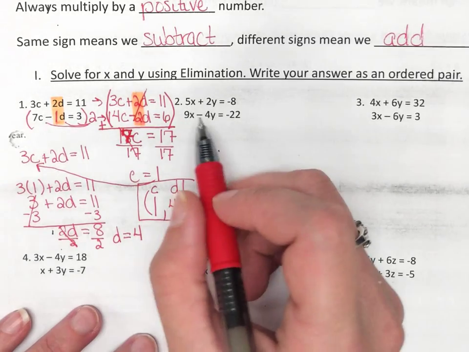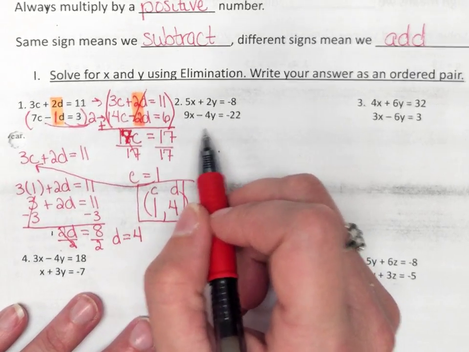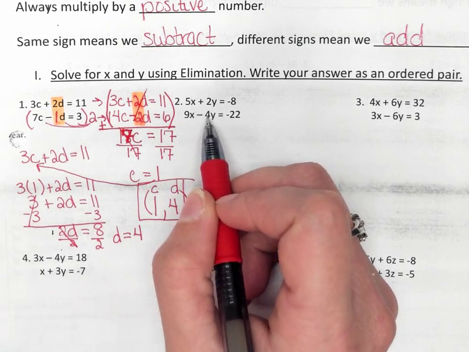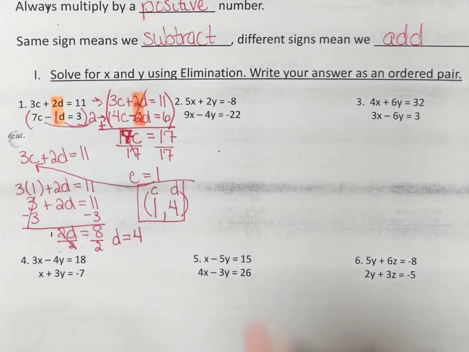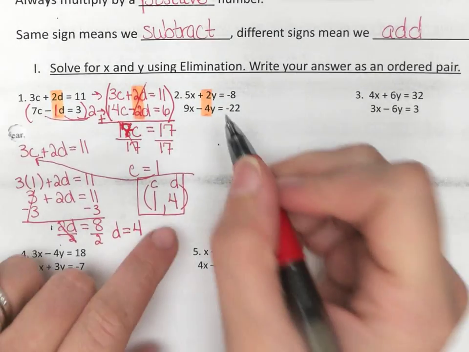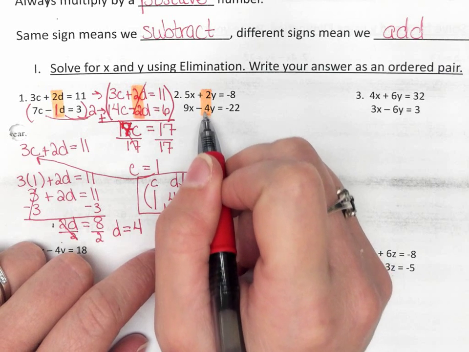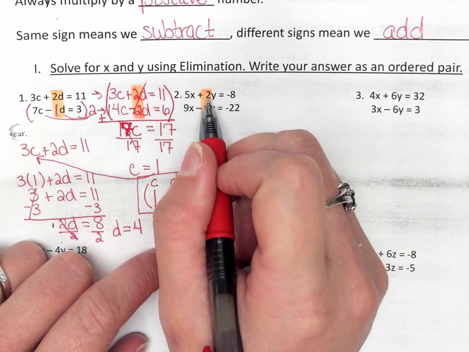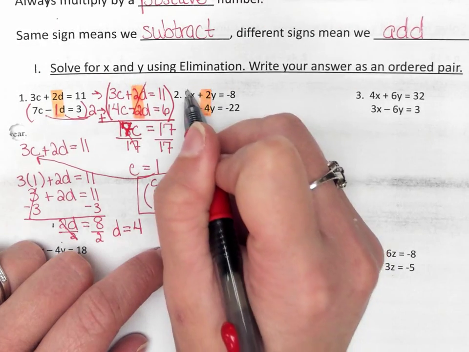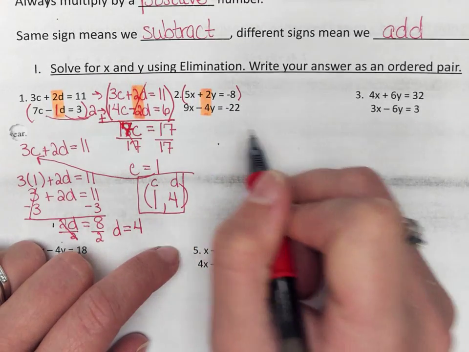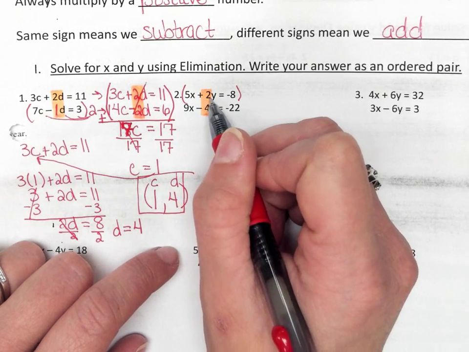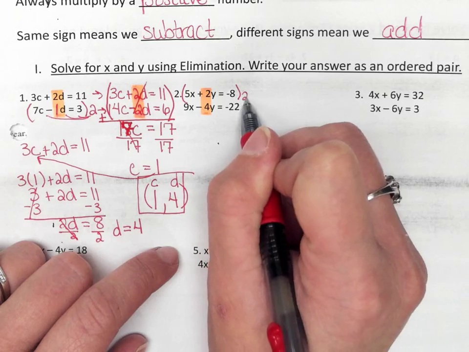Alright, let's look at number 2. So what's really easy to be the same? Are 9 and 5 easy to get to be the same, or 2 and 4? You should pick 2 and 4. So which one do I need to multiply? Do I need to multiply 4 to be the same as 2, or do I need to multiply 2 to be the same as 4? We need to multiply 2 to be the same as 4. So 2 times what number is 4? 2 times 2 is 4.